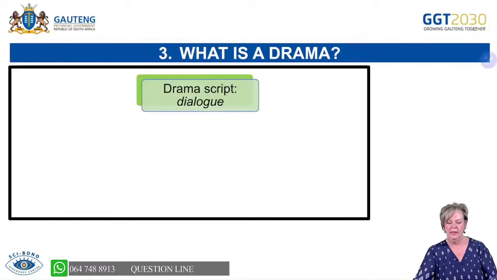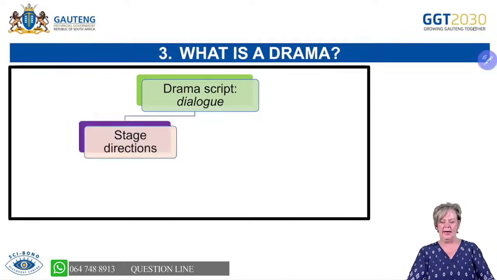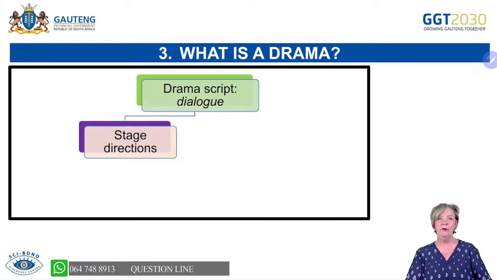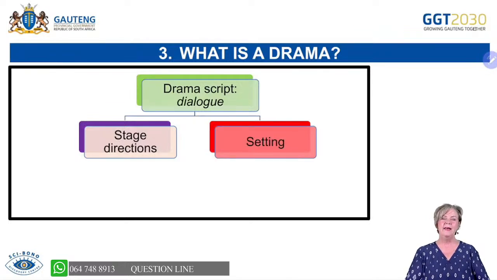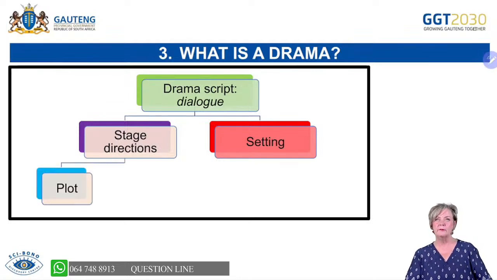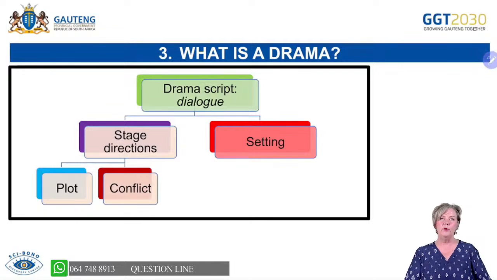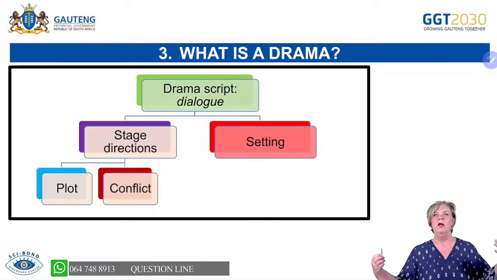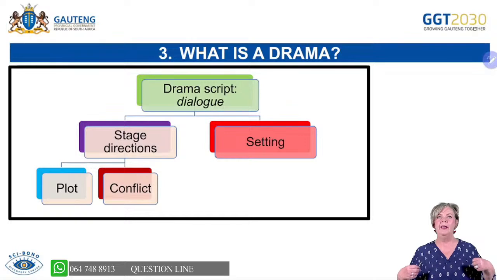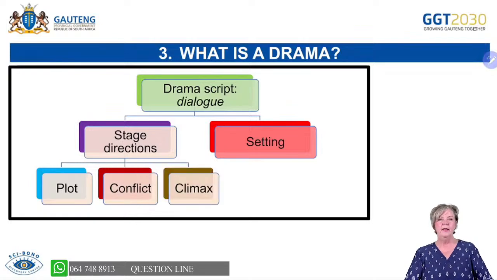So let's recap quickly. What is a drama? A drama is a script or a dialogue. It has stage directions, extremely important. It has a specific setting or a place. It has a plot. And in that plot, you will find conflict. And the conflict is what makes the story run. In other words, it causes tension, and that is why an audience would experience tension build up through the course of the play. Then it would lead to the climax of that plot.